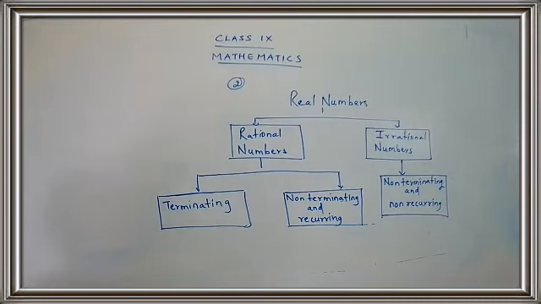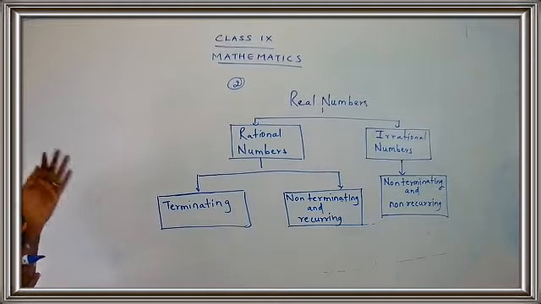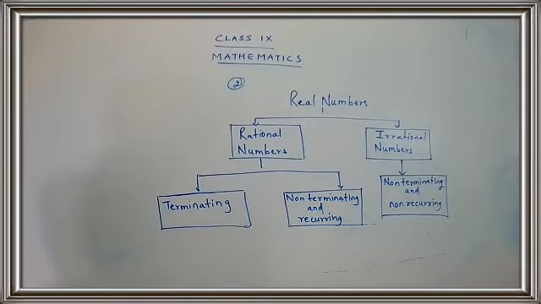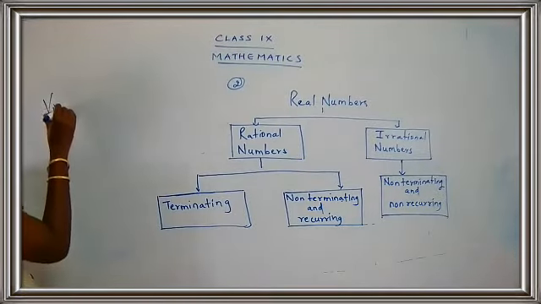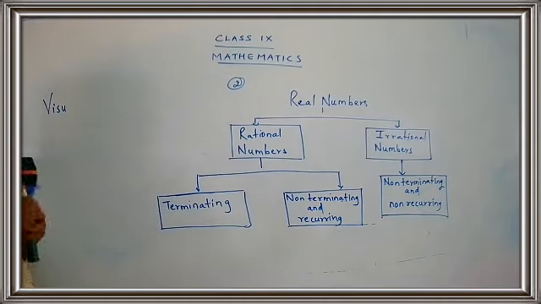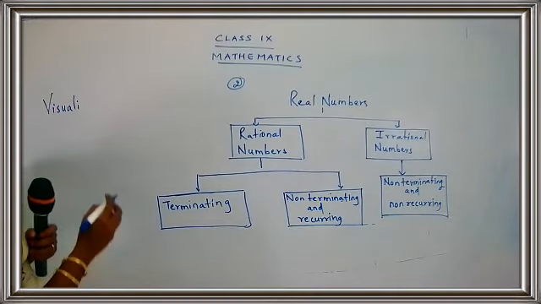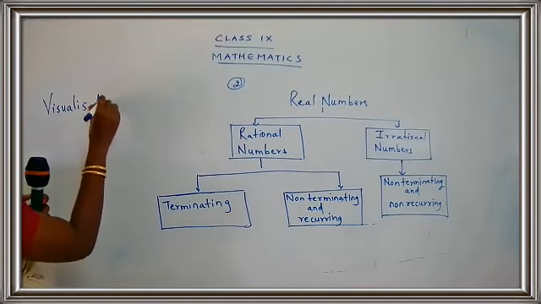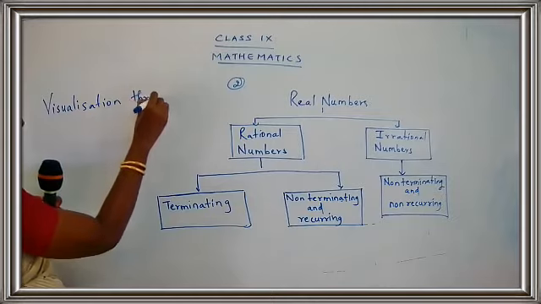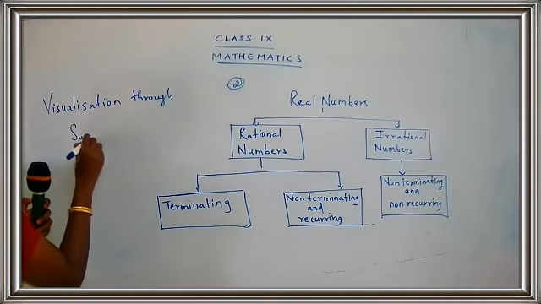Okay. Now, let's start with a new exercise. It's exercise 2.4, and whatever method we are going to follow is called visualization through successive magnification. Okay, what is that method called? Visualization. You're going to visualize, you're going to see. Visualization through successive magnification.